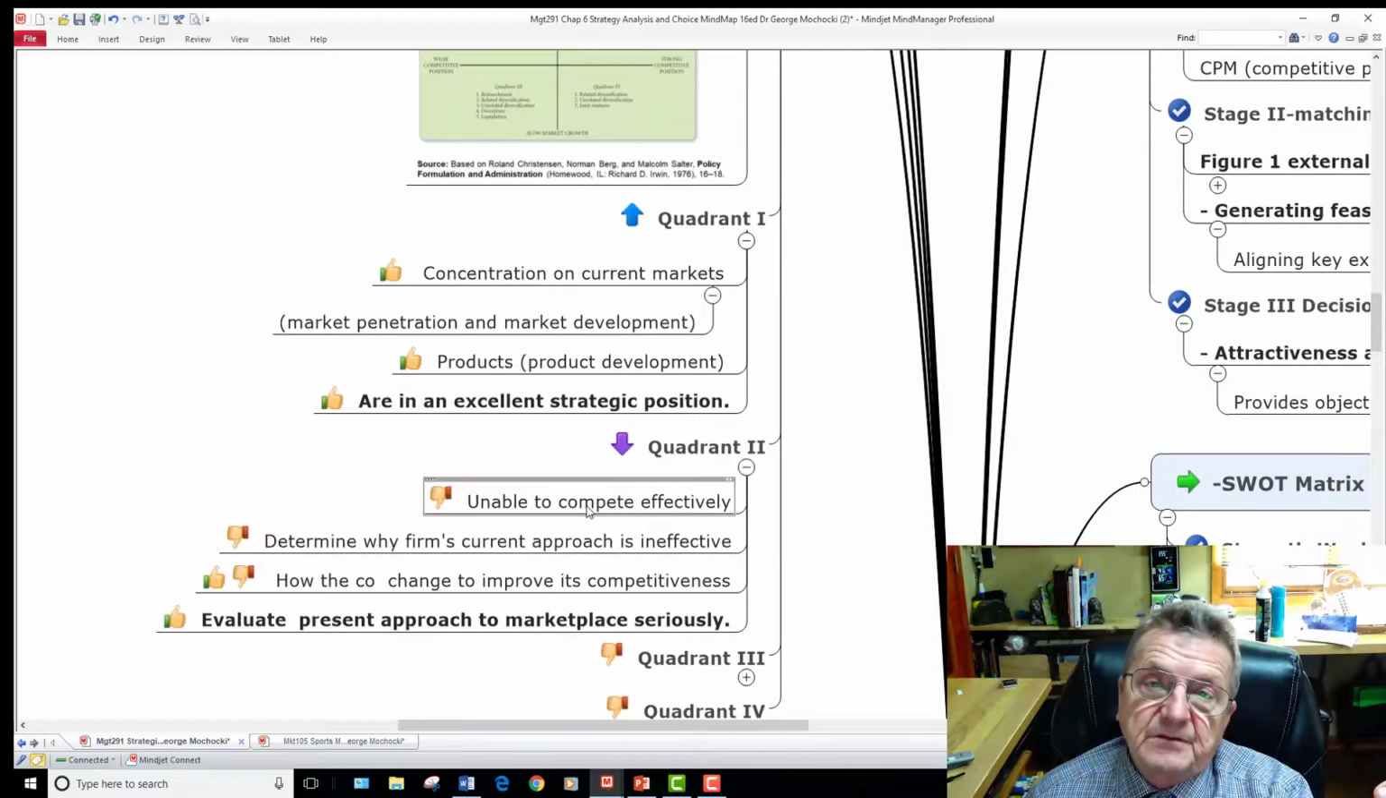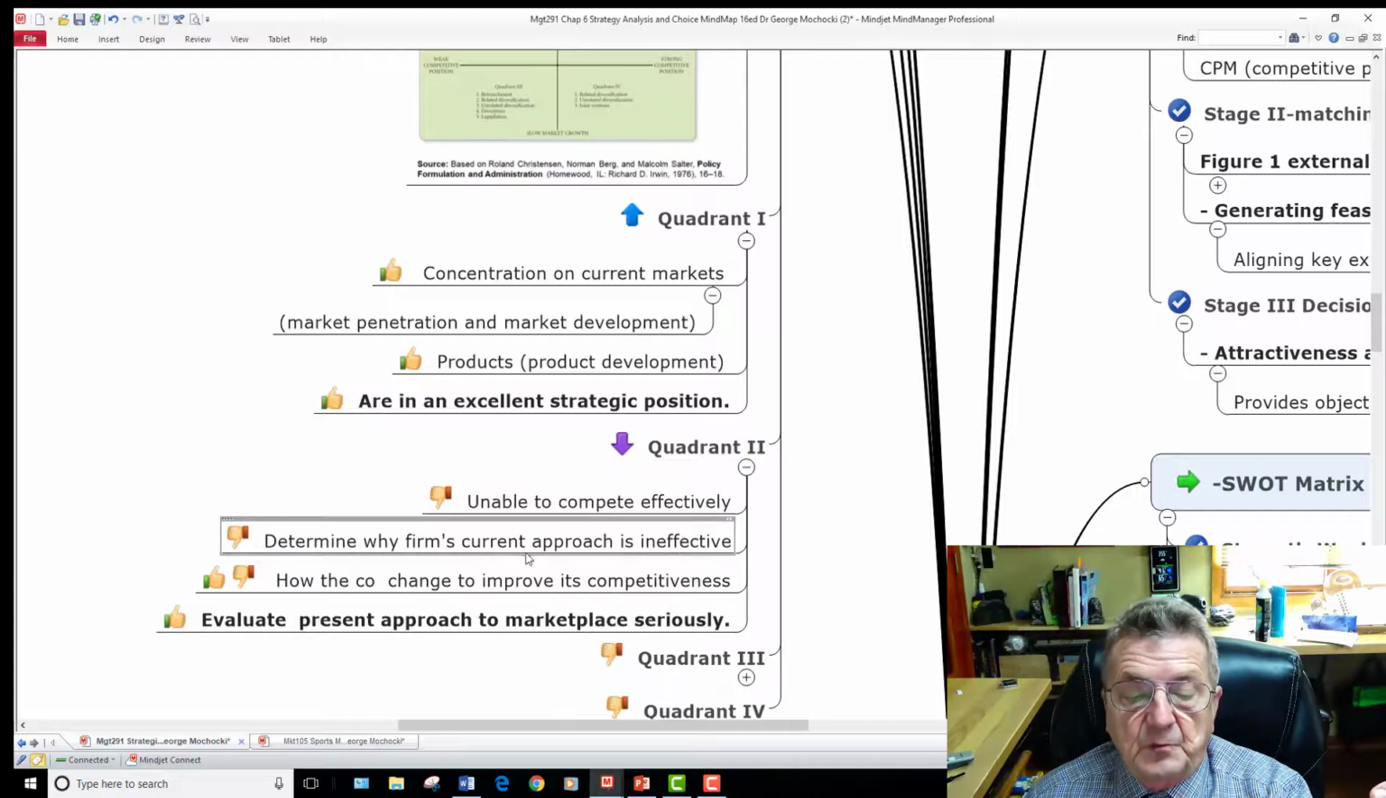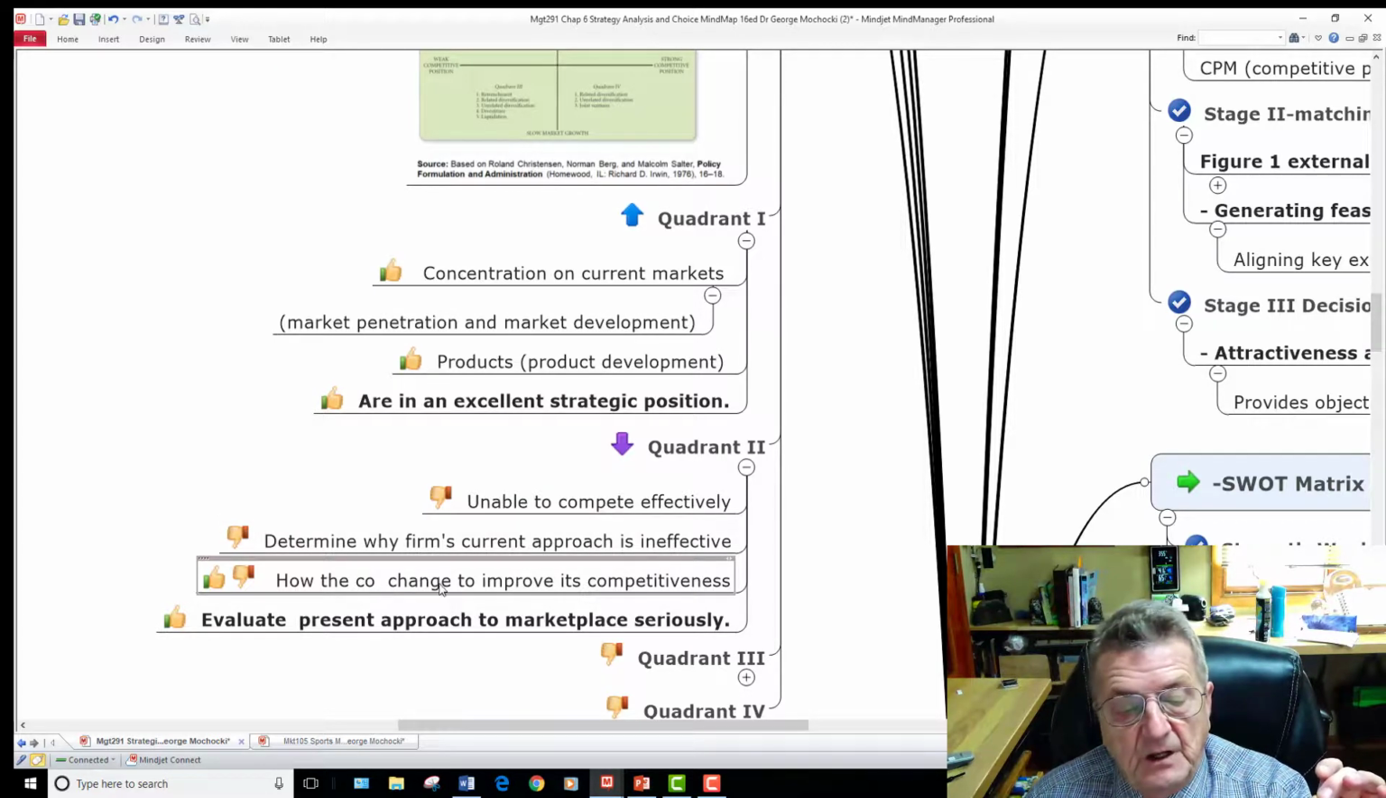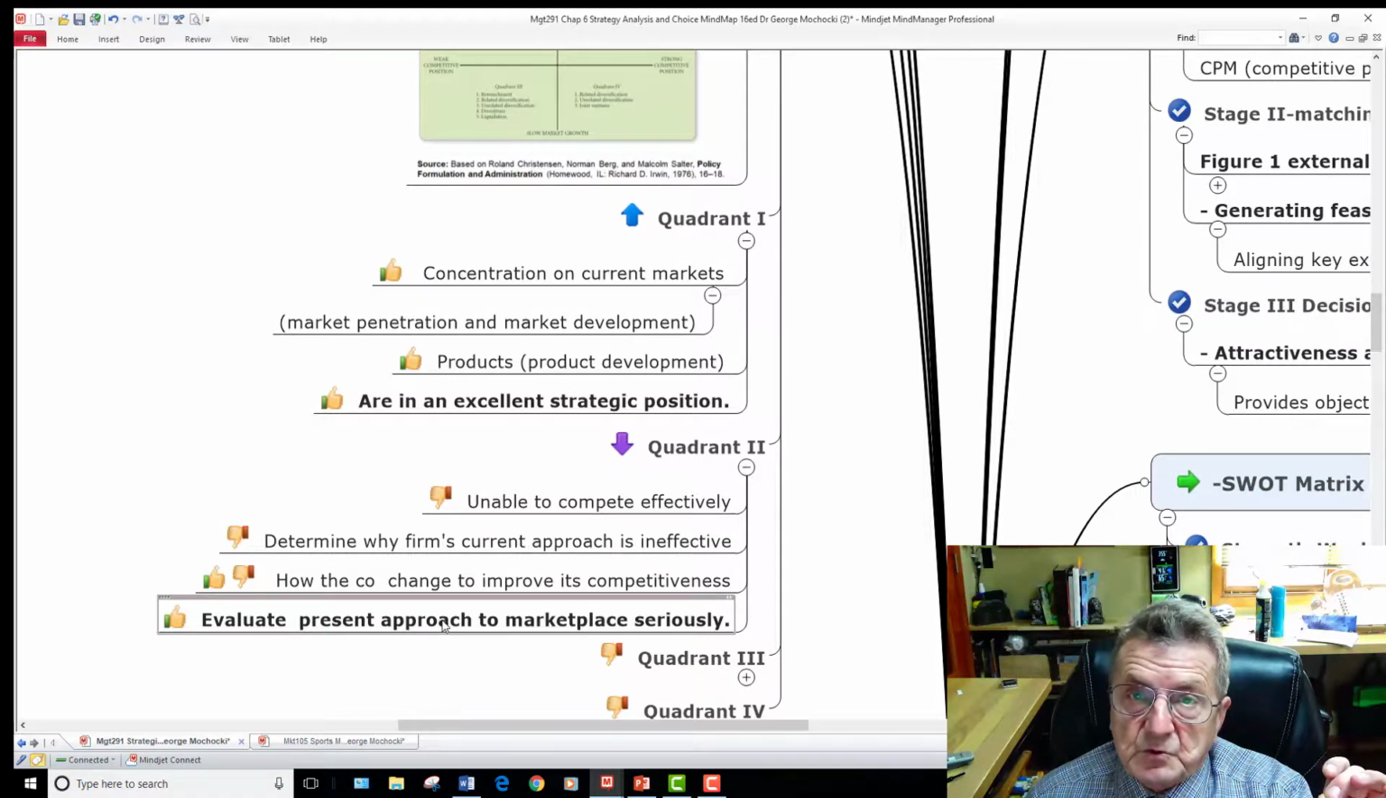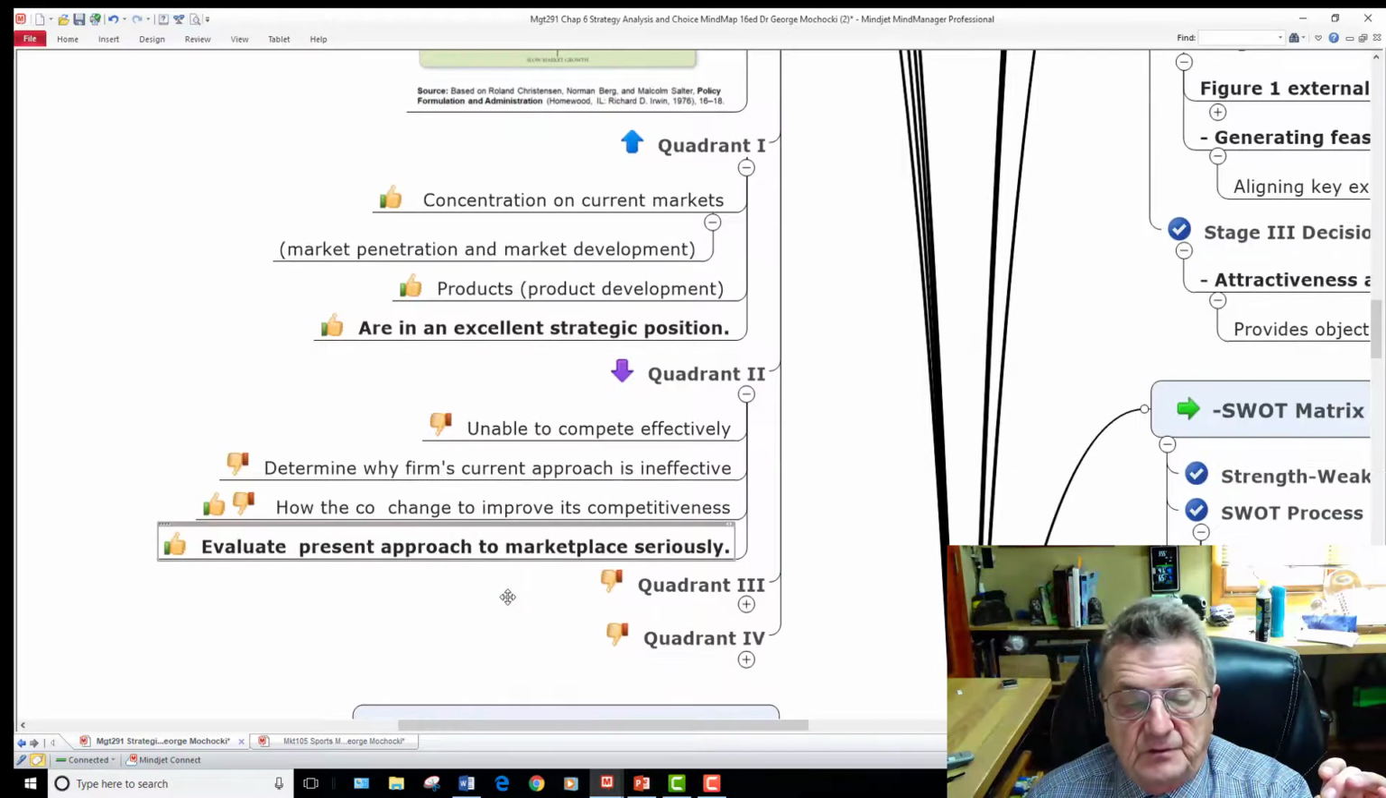Quadrant two, unable to compete effectively. If you fall into quadrant two, determine why the firm's current approach is ineffective. I got to change something: reorganization, restructures. All right, something's going to happen. New supplier, new product, new marketing. This is strategic. What's going to happen? And then how does the company CEO change to improve its competitiveness? Evaluate the present approach to the market and play seriously.